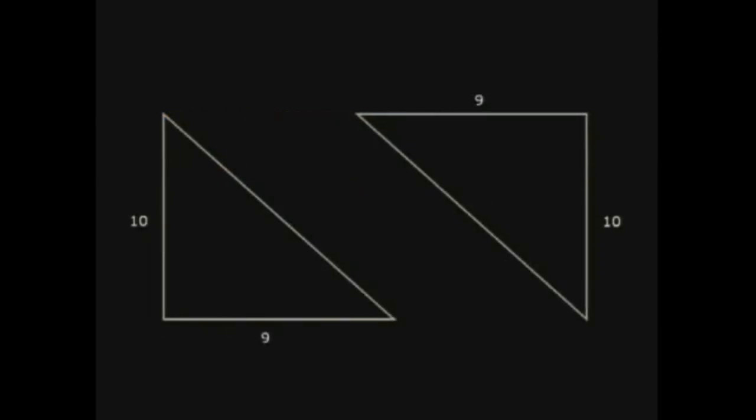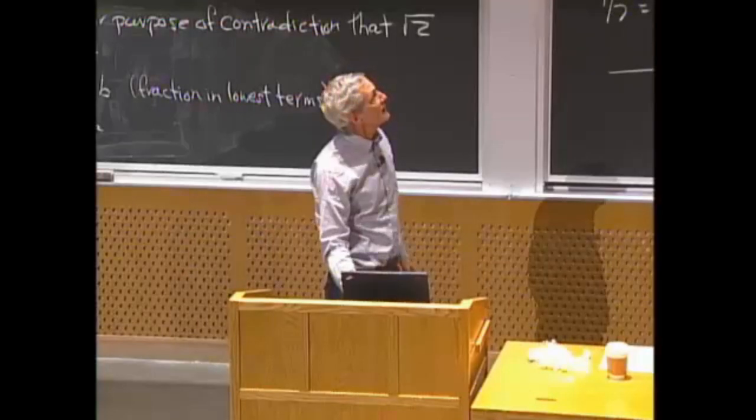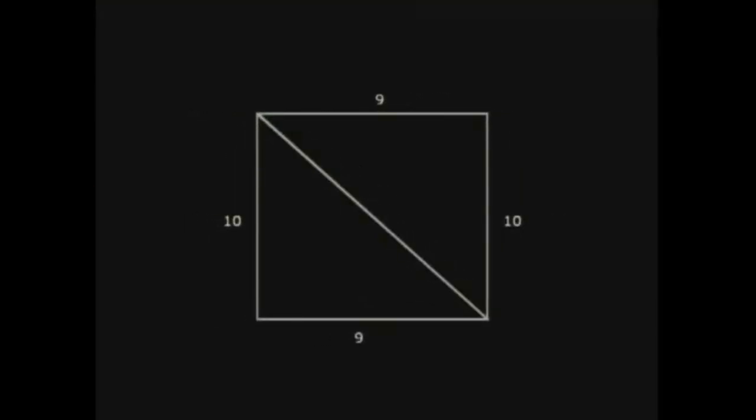All right, those are my triangles. They are right triangles, 9 by 10. If I put them together, I get a 9 by 10 rectangle. Of course, it has area 90, 9 times 10.